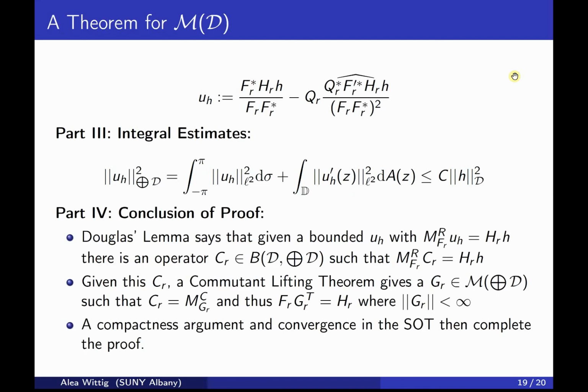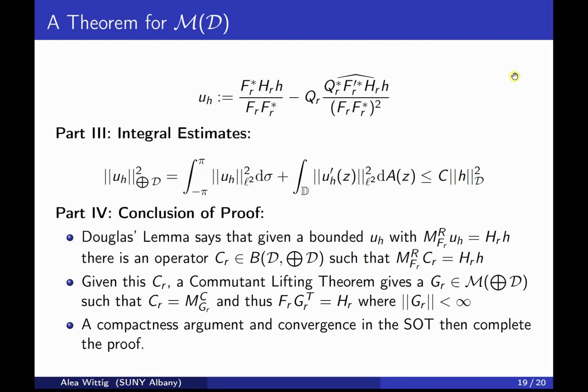And finally, part 4 is the conclusion of the proof. So given the L2 Dirichlet function UH, Douglas' lemma gives the existence of a bounded operator C_r from the Dirichlet space to the L2 Dirichlet space, such that the product of the F multiplication operator and C_r is equal to H_r. And given the C_r, the commutant lifting theorem gives G_r in the multiplier algebra of the L2 Dirichlet space, satisfying the conclusion.